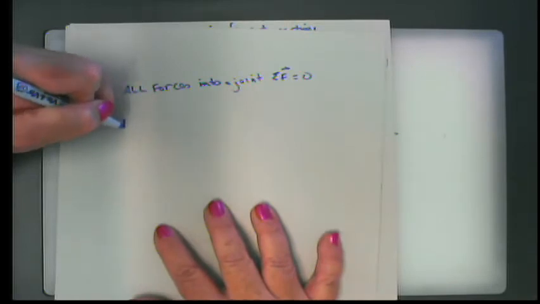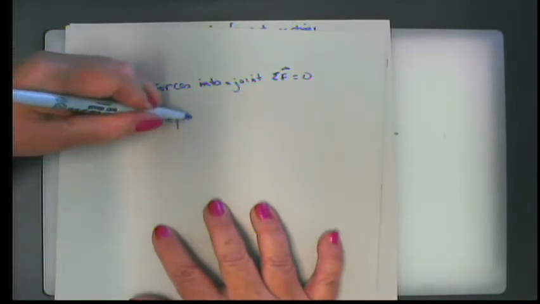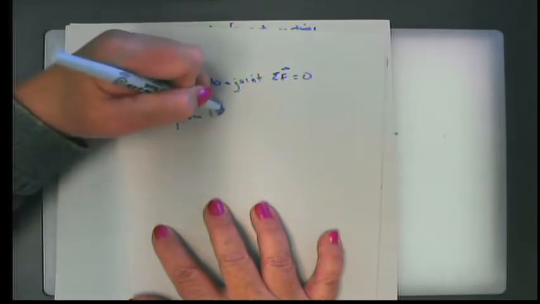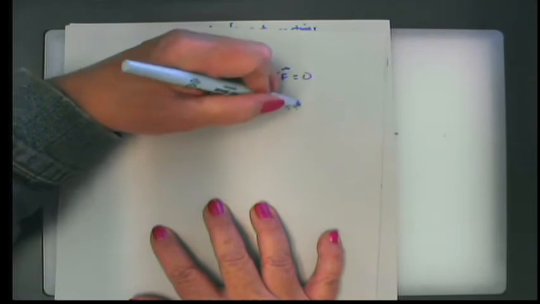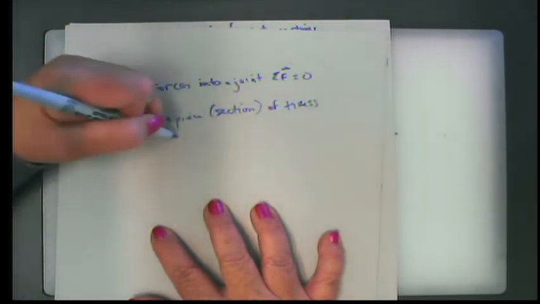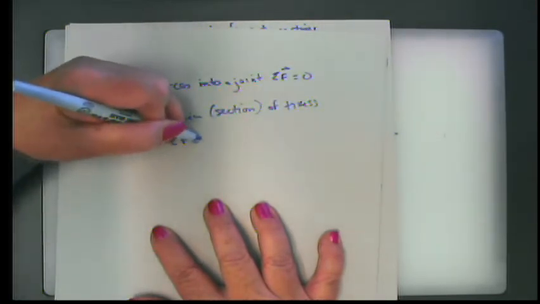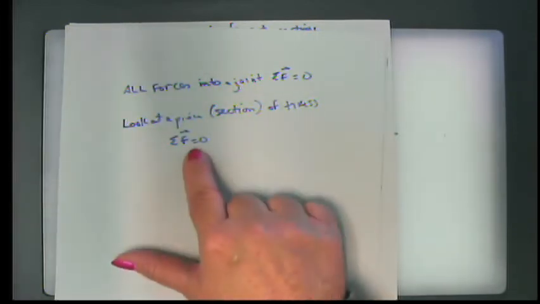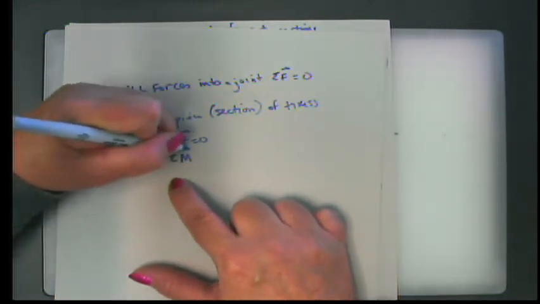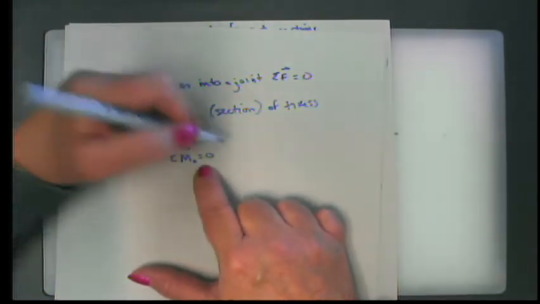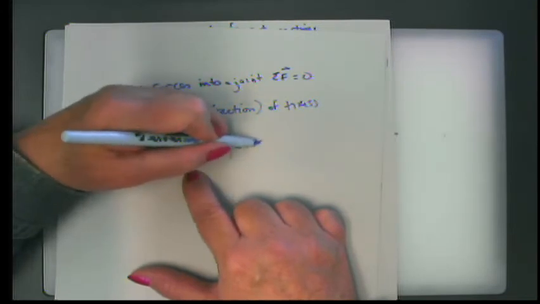We can also say if we just look at a piece of the truss, a piece or a section, otherwise known as a section of the truss, the summation of forces vectorially into that section also has to be 0. But because a section is not a point, we have a third equation. The summation of moments on any point on that section also has to be equal to 0.